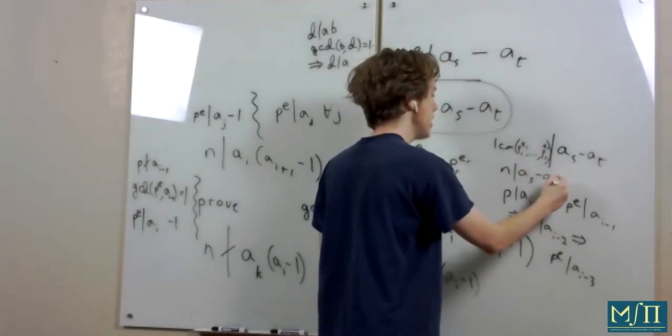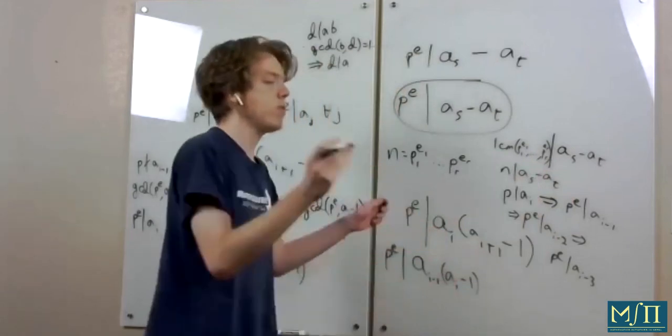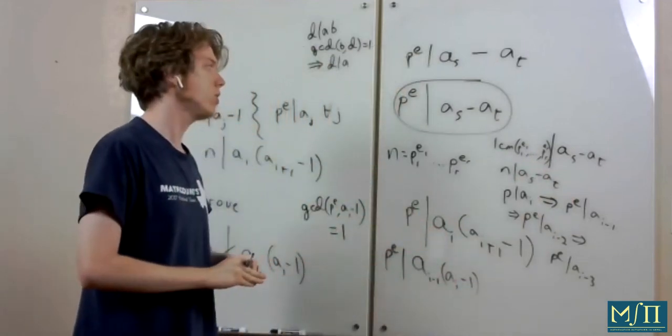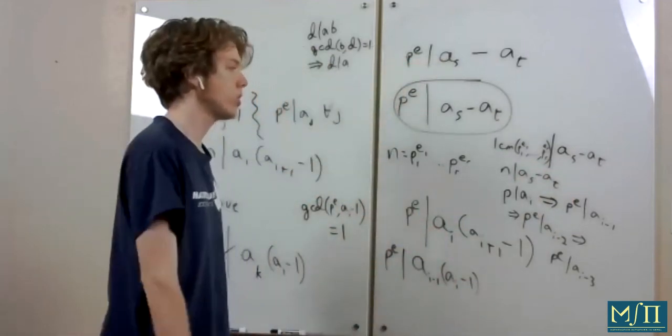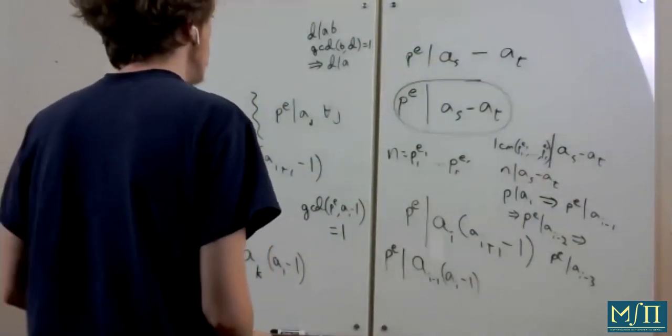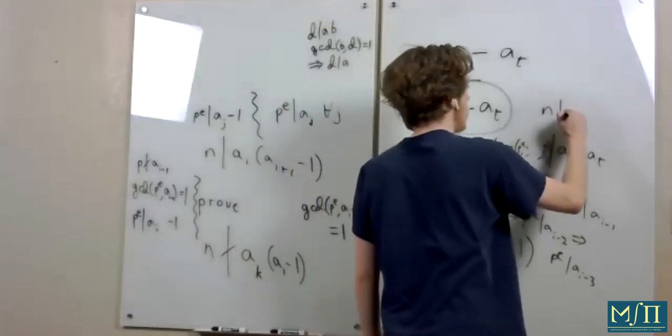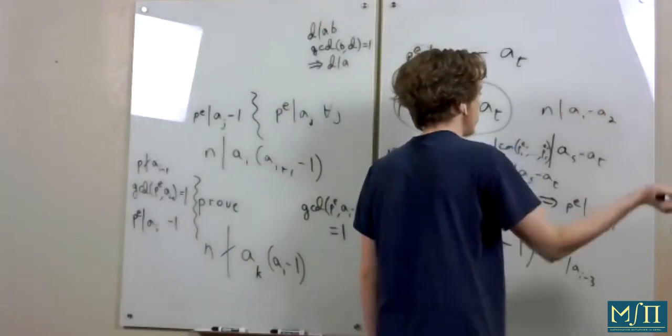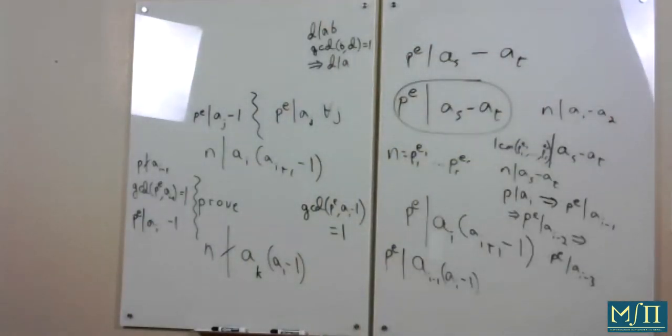But if you just pick your favorite two indices, say 1 and 2, because we assumed k is greater than or equal to 2, then you would get n divides a1 minus a2. This is a contradiction, because a1 and a2 would be distinct numbers between 1 and n, so they can't be congruent modulo n. This is the contradiction that we wanted, and so this solves the problem.